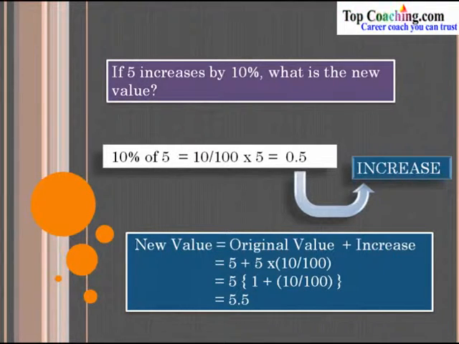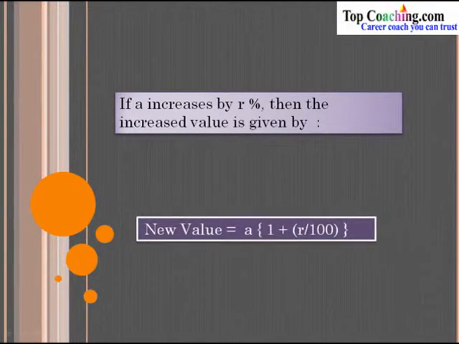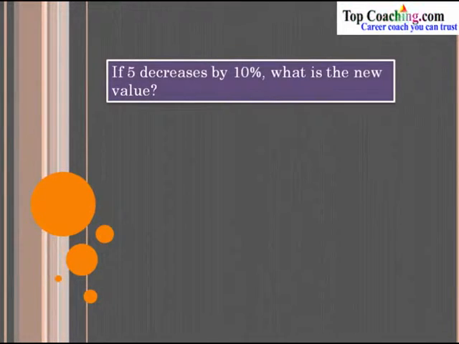Now we can also write this as the new value equal to 5 into 1 plus 10 by 100. Here 10 is the percentage increase. So the new value would be 5.5. If A increases by R%, then the increased value would be given by A into 1 plus R by 100. So this is the expression for finding the new value. That is, if A increases by R%, then the new value A dash would be equal to A into 1 plus R by 100. Similarly, let's try to solve one more example.